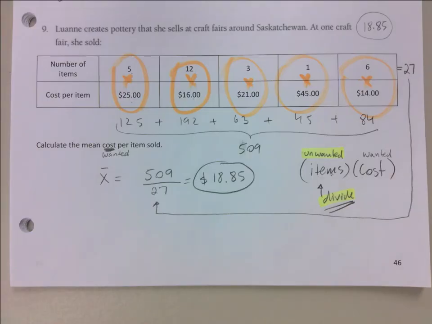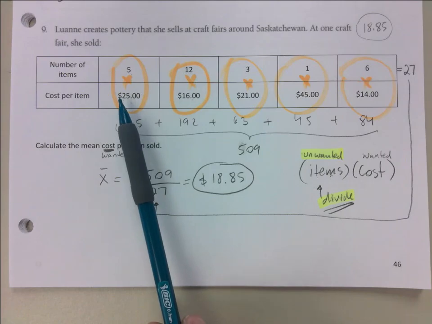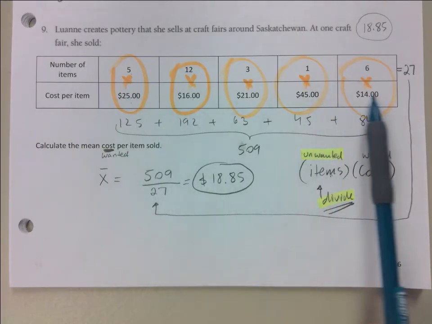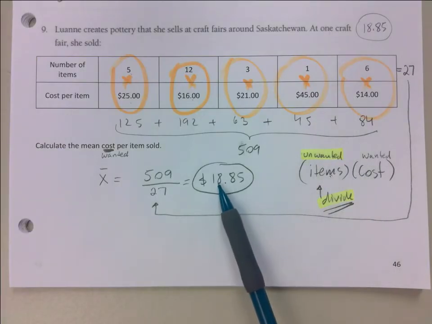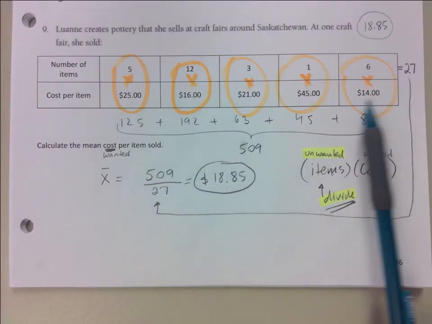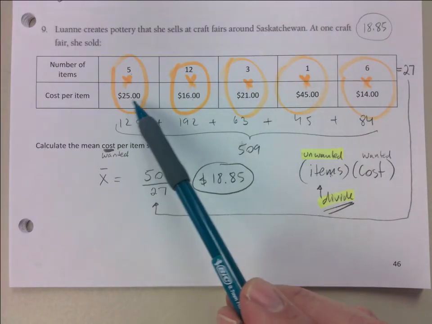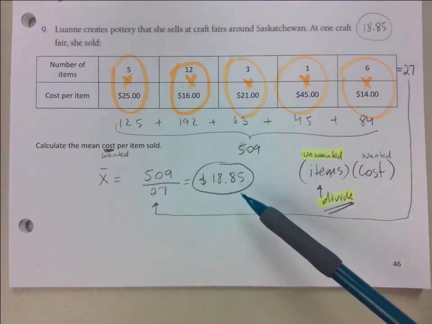Okay? Is this answer reasonable? $18.85. Let's look at our prices. We went from 14, 45 all the way, right? So from 14 to 45. That's our range of prices. So this is within it. We're good. If your answer is like $120, that is impossible because none of your items was even close to that, right? So that's one way to catch it. If you divide by the wrong column or row, you'll figure out that it doesn't make sense.